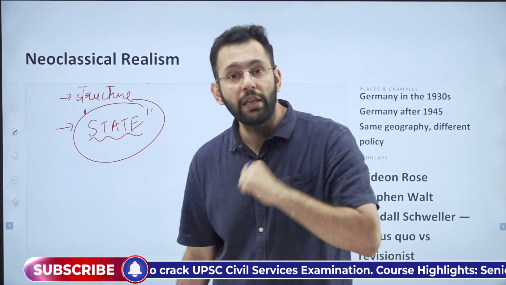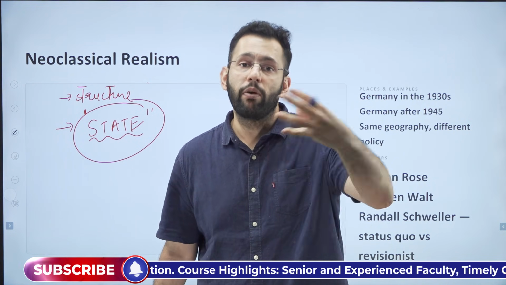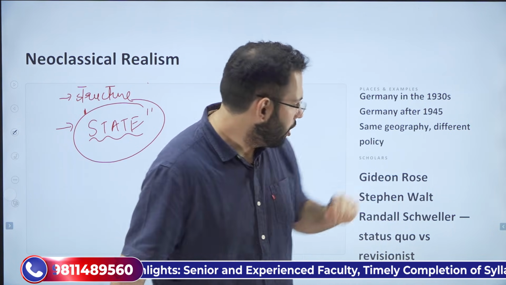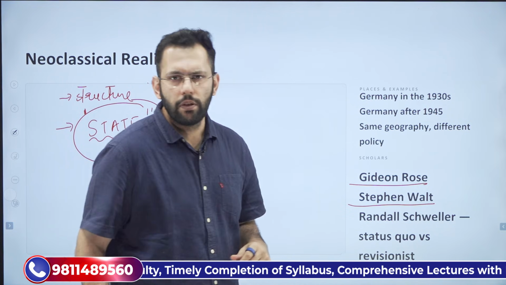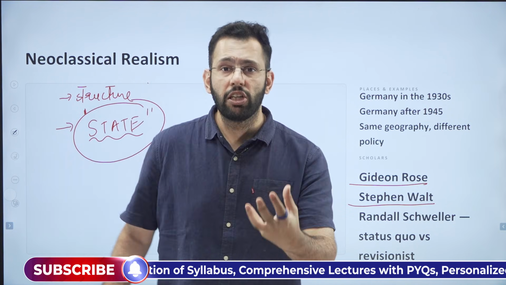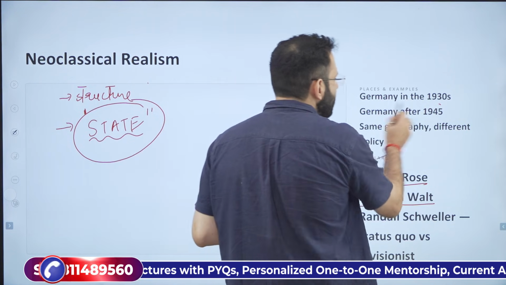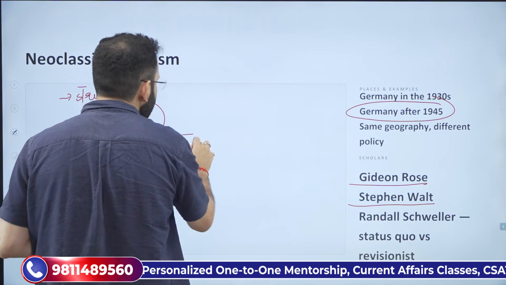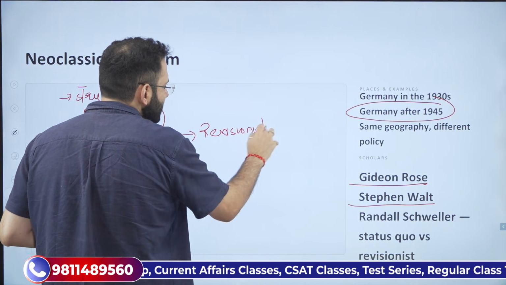And it can also be a situation where the state's own calculus can tell it to go for power maximization. Now the scholars associated with them are Gideon Rose and Stephen Walt. And the state decision can also be counterproductive, as I have told you, which we can see in that Germany has been acting as a revisionist state. So it is the state that is determining.